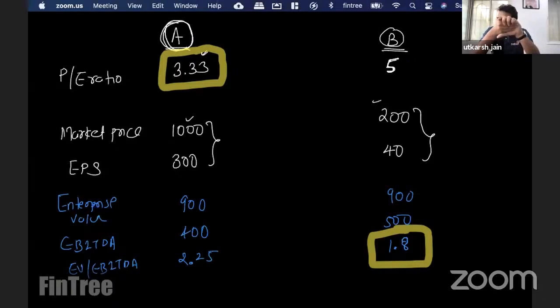In general, Suganya, any multiple, price to earning, price to sales, price to cash flow, EV by EBITDA, any multiple, the lower the better. That means you're getting the valuation cheaper. Everything else same.